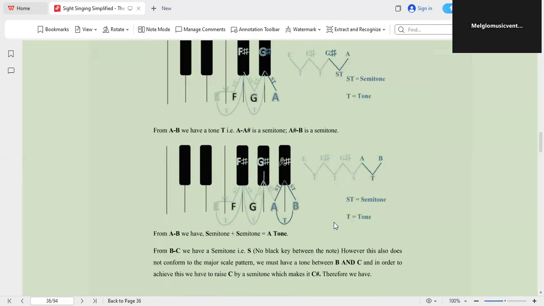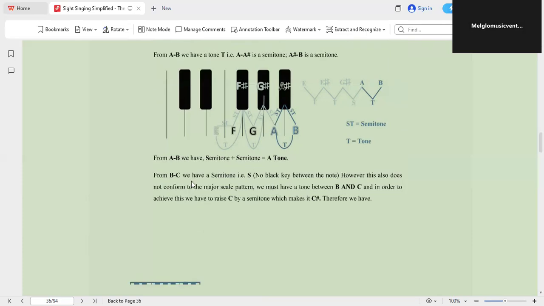What we need now is a tone from A. From A to B, we have a tone, that is A to A sharp, a semitone, and A sharp to B, a semitone. Therefore, from A to B, we have the semitone of A to A sharp plus the semitone of A sharp to B. That is a tone. A to A sharp and A sharp to B equals a tone.